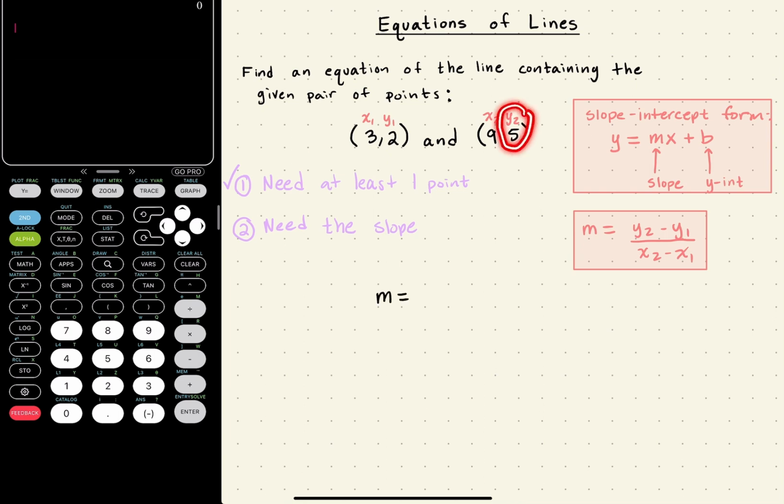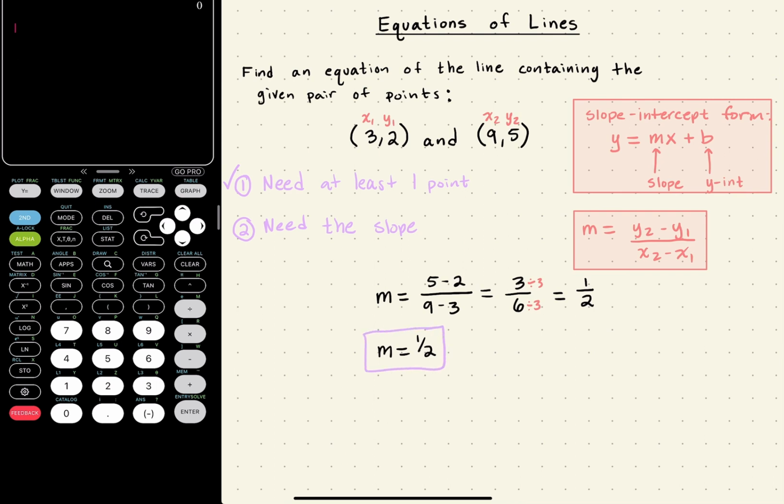First, we got to do y2 minus y1 on top, so that's going to be 5 minus 2 over x2 minus x1, so that'll be 9 minus 3 for us. If we do the calculations here, 5 minus 2, that's 3. 9 minus 3 is 6. And you might recognize that this is a fraction that can be reduced. They both have a common factor of 3. So we could divide each of them by 3. And we'll get a final slope of 3 divided by 3 is 1, 6 divided by 3 is 2. So we've now determined that our slope is 1/2.